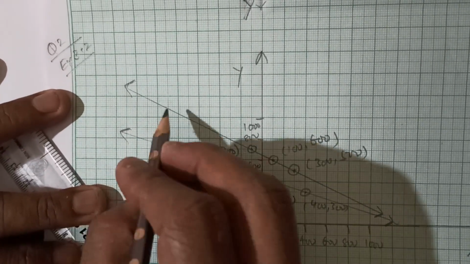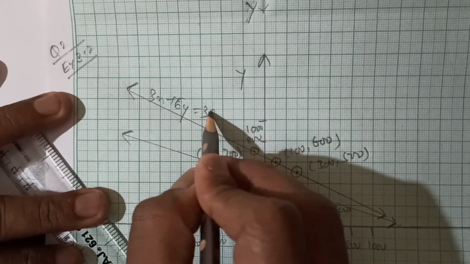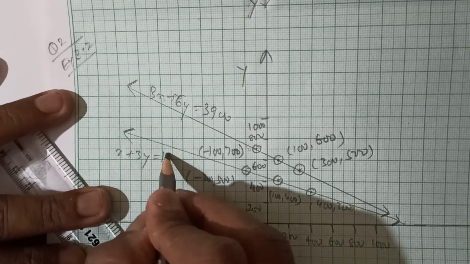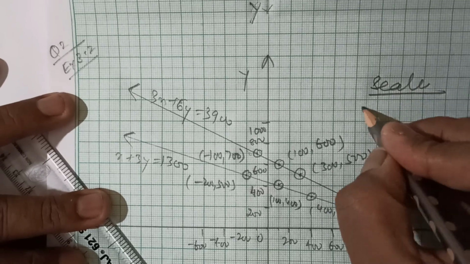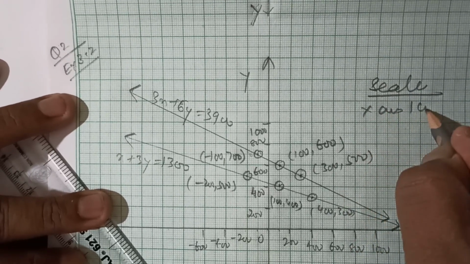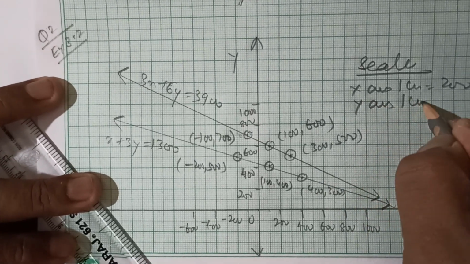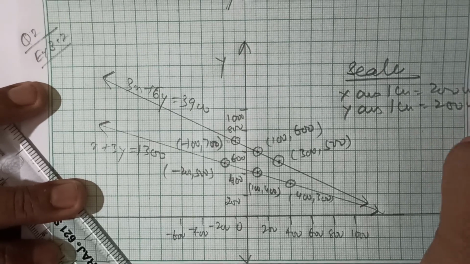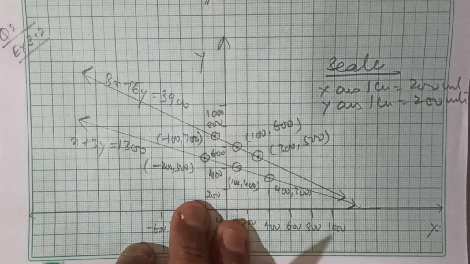We must write the equation 3x plus 6y is equal to 3900. Here it is x plus 3y is equal to 1300. We must write the scale. X-axis 1 centimeter is equal to 200 units. Y-axis 1 centimeter is equal to 200 units. You must write this. So this is the graphical representation of question number 2.